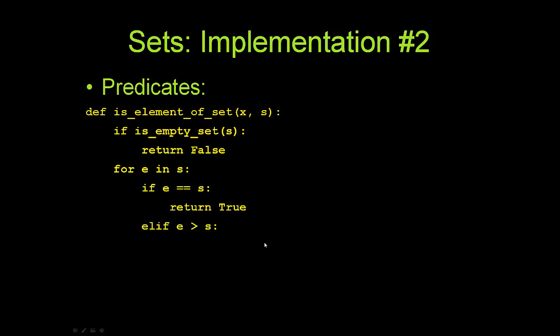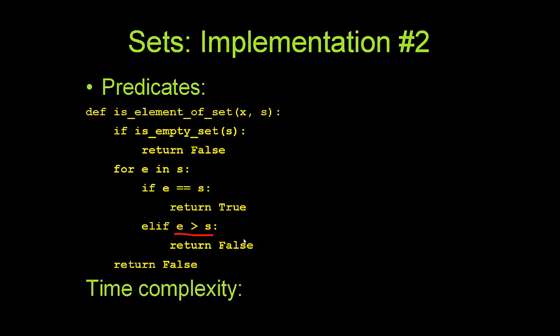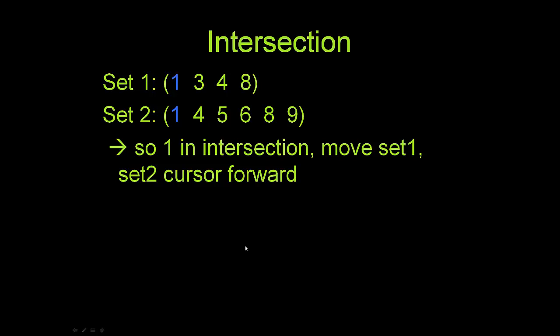Now, the first thing you realize is that if E is bigger than X, you can already give up, because the list is ordered. You're going from smallest to biggest, so once the elements are bigger than your search element, you know it's done. So this is a bit different. The time complexity here is actually still order n, but it's slightly faster on average.